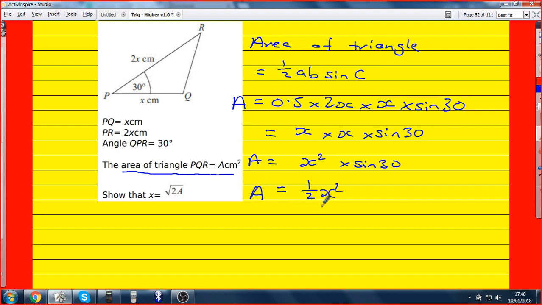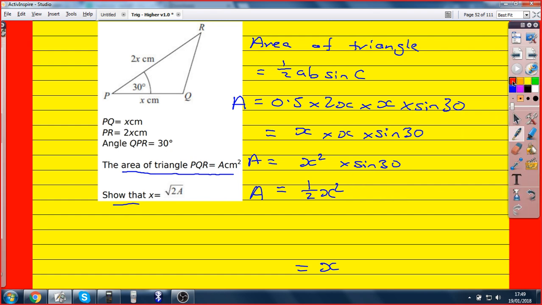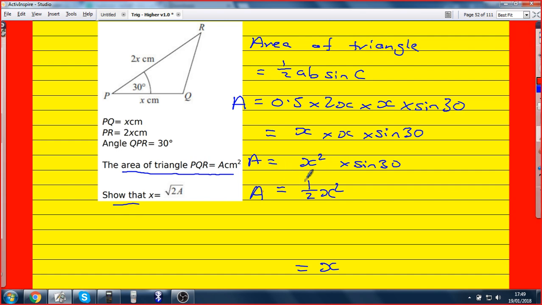Okay, so they said show that x equals the square root of 2a. So we have a half x squared. We need to get x equals. Any idea how we do that? We have to show that x equals the square root of 2a. Basically, we have to get rid of a half and we have to get rid of squared. So how do we get rid of half? To get rid of half, you need to double it. Well done.